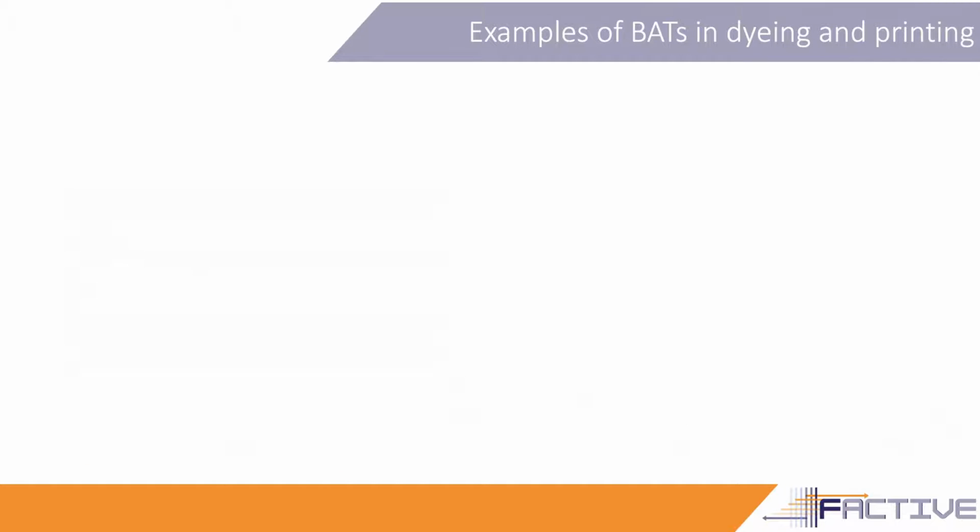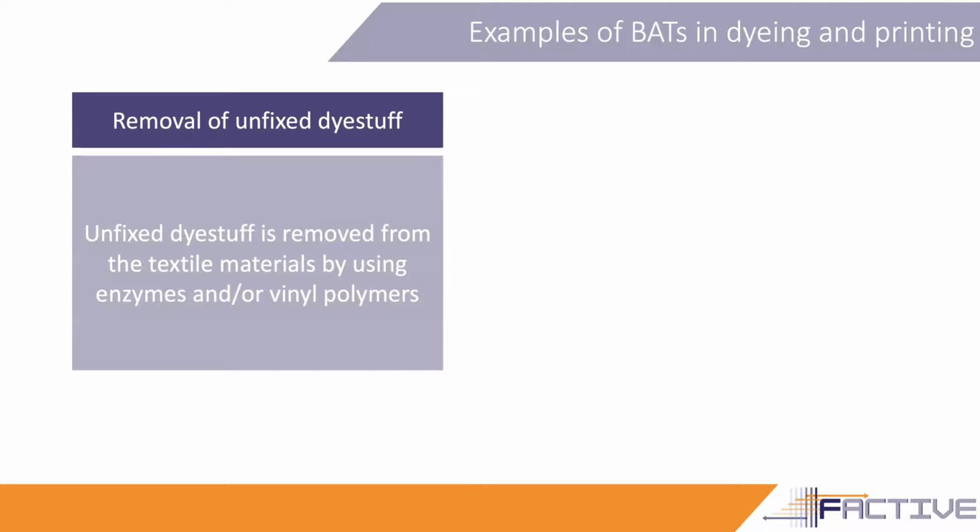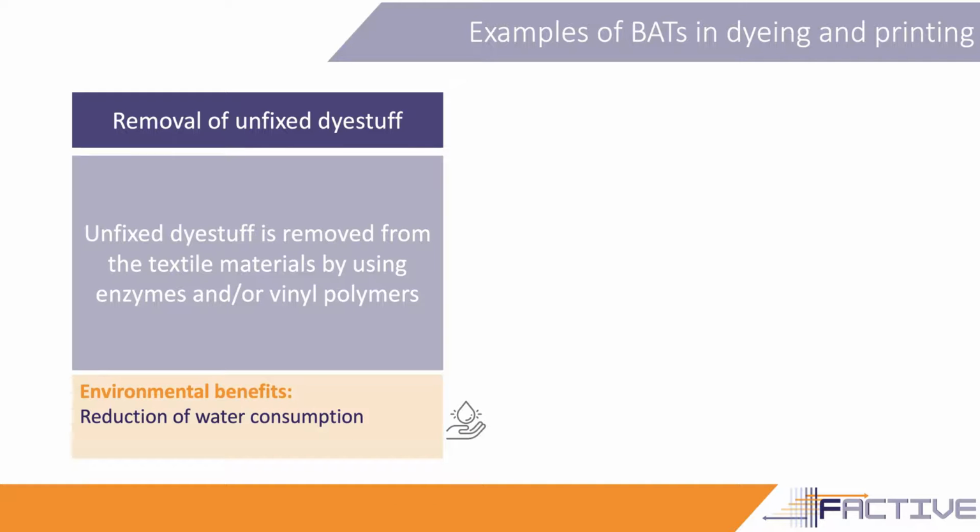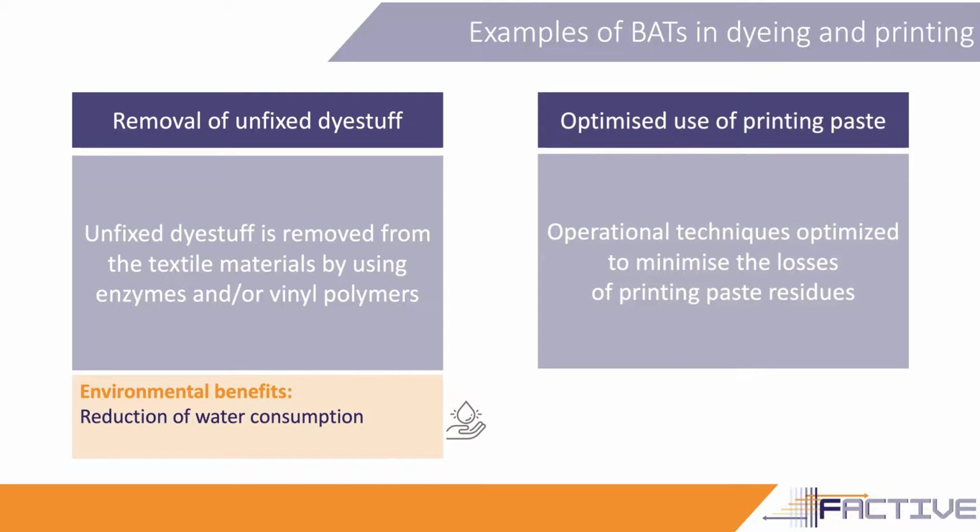Environmentally good practices in dyeing and printing processes could be: the removal of unfixed dyestuff from the textile materials, by using enzymes and/or vinyl polymers. This reduces the number of rinsing steps needed once the fabric is dyed, with a reduction of water consumption. Operational techniques to minimize the losses of printing paste residues, with benefits in terms of efficient use of the resources.